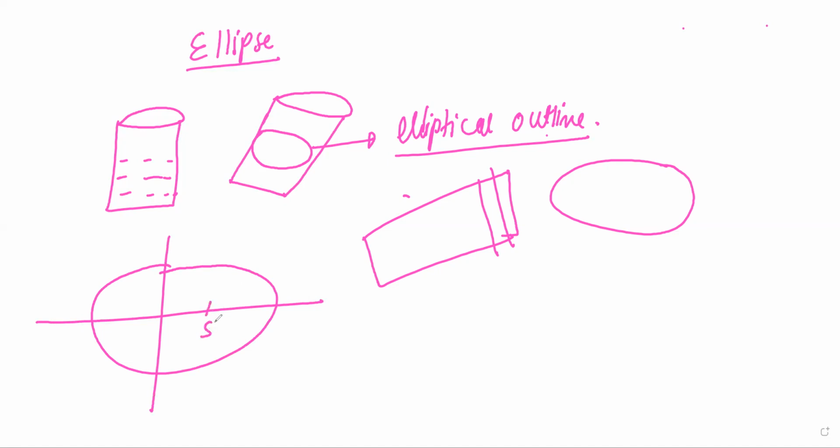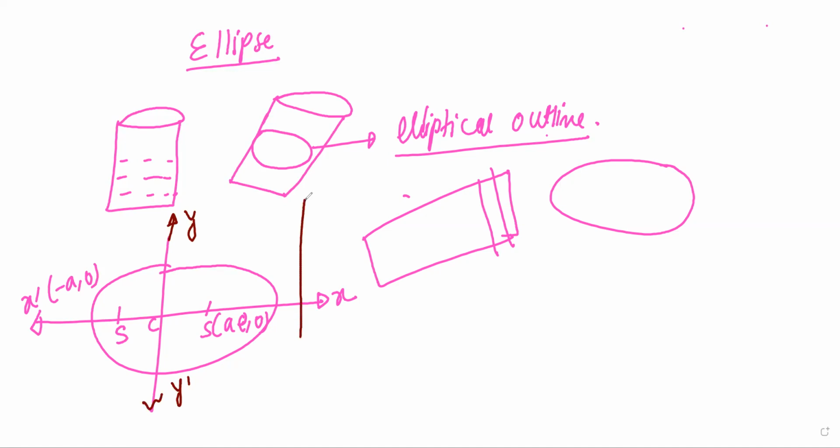Having focus S, which is denoted by (ae, 0). And this is the center C. This is the second focus. And this is the x dash axis, this is your x axis. This is (minus a, 0). This is the y axis, and this is y dash.